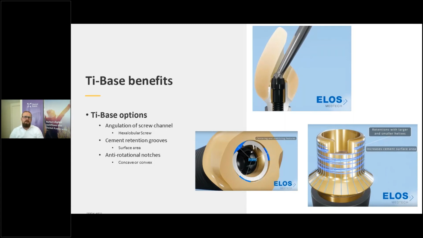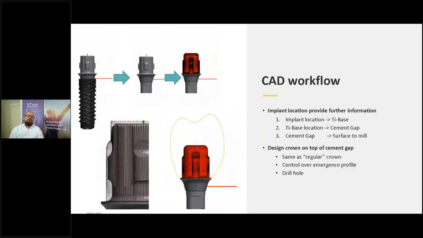You have cement retention grooves, so you don't have to sandblast that part, you only sandblast the inside of your restoration. You can directly go into your bonding. And you got anti-rotational notches, and that's especially when you're working with non-engaging. So you know it's in a fixed position, so you always have the right position.